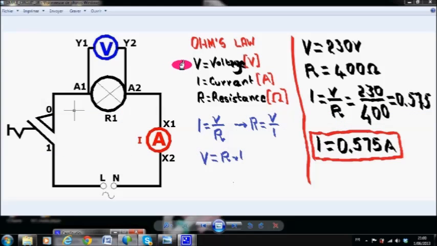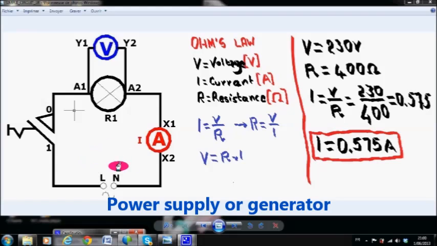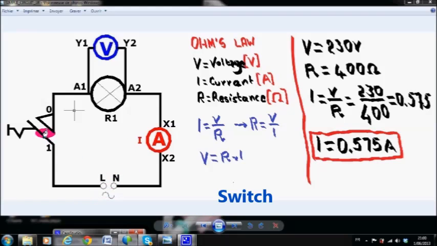Series resistor and Ohm's law. So let's start with this simple circuit. What's going on in this circuit? You get our power supply, you get our switch, our light bulb, and two instruments to measure the current flow and then the voltage. So this is alternating current.